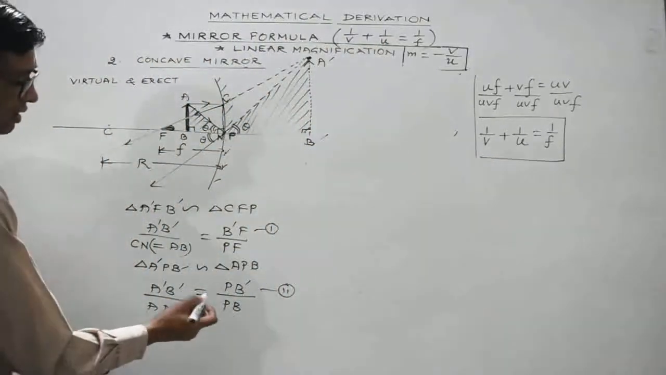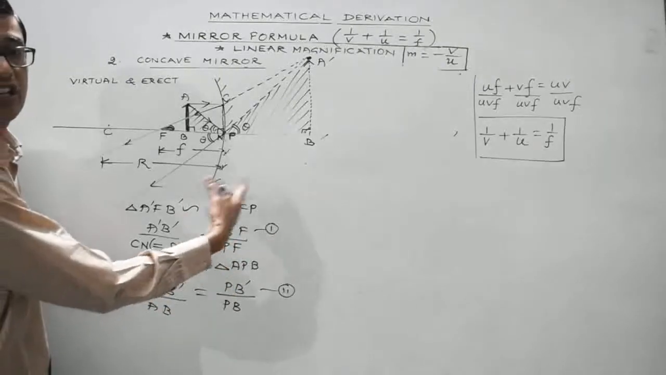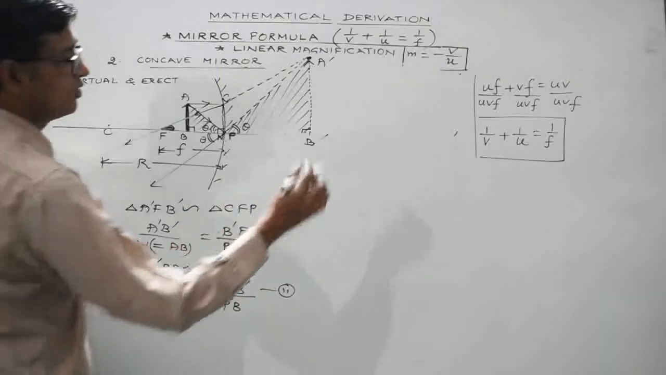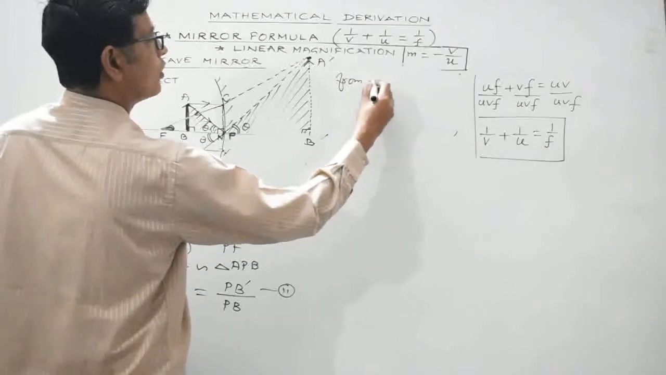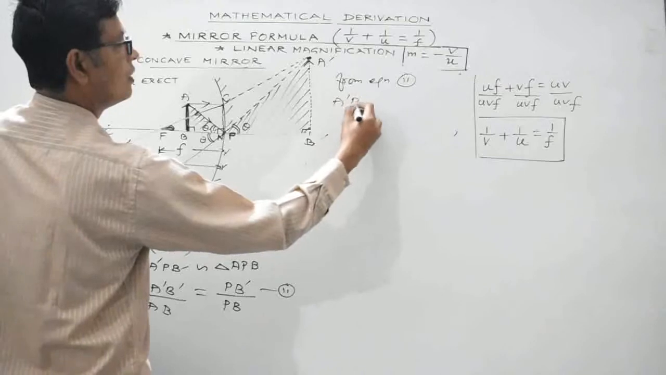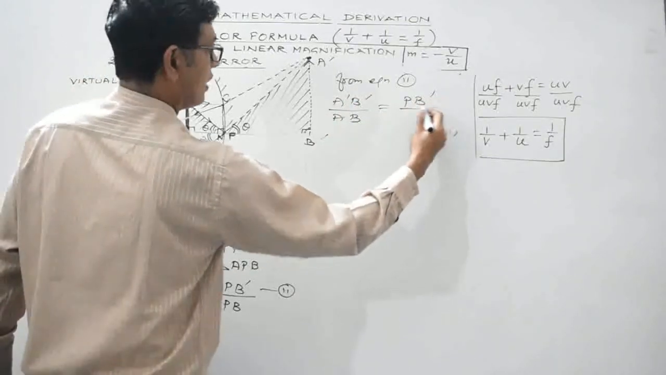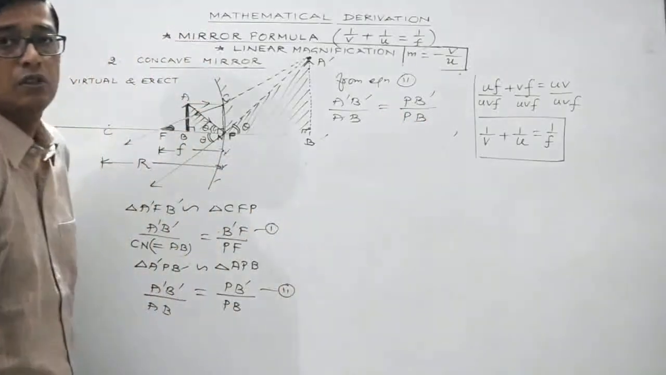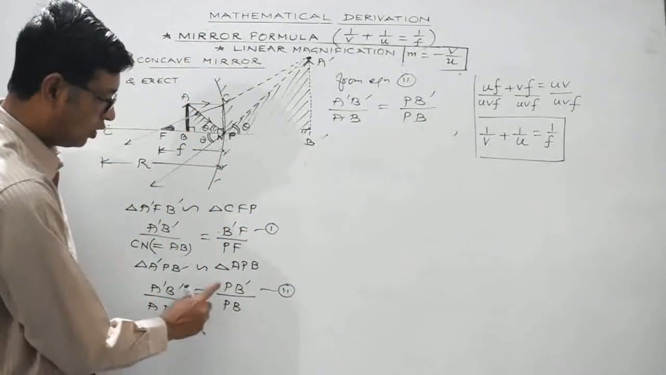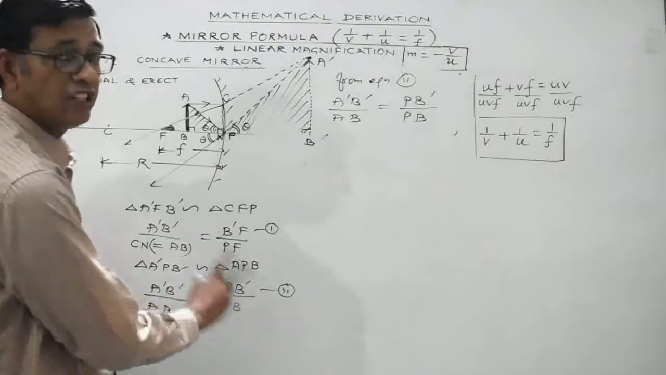Because already the initial letter P is given. If you consider equation 1, then this term needs to be changed, right? So let's consider the second equation. From equation 2, what we get is A dash B dash divided by AB is equal to PB dash divided by P. Students, we are considering equation 2 because we need not change anything. We need not change any term.